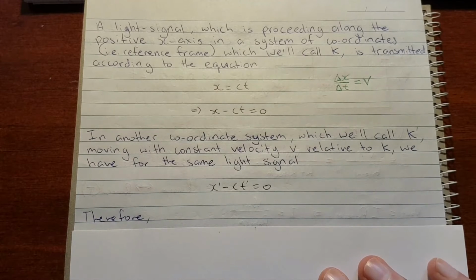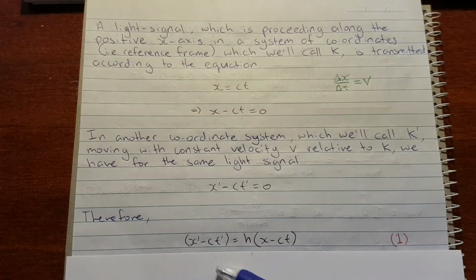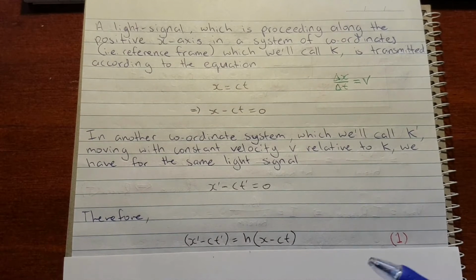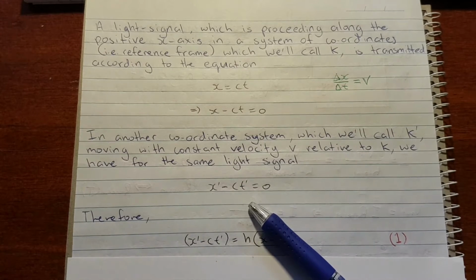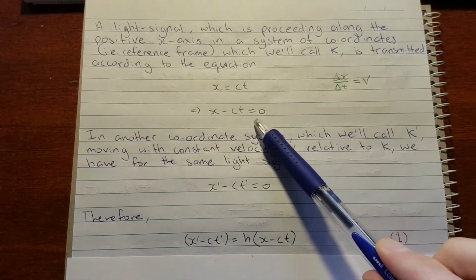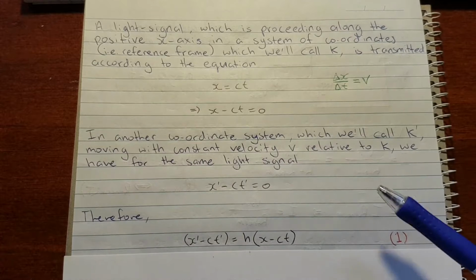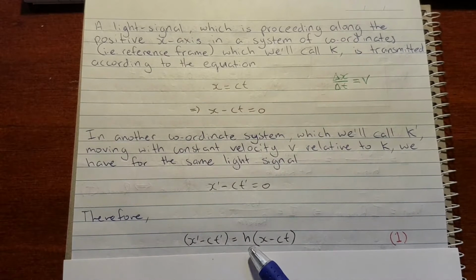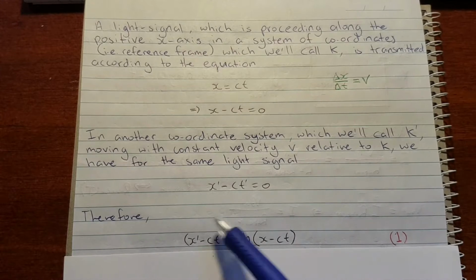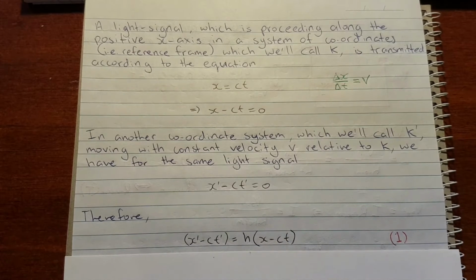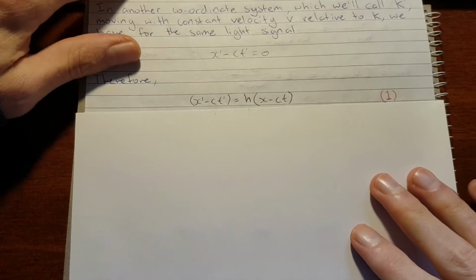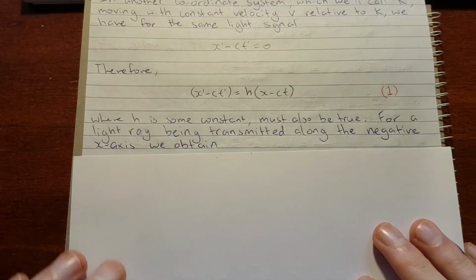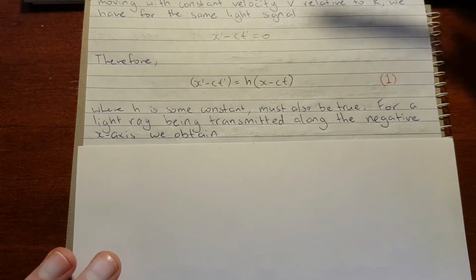Therefore, we can say this, and that's because this equation here is equal to 0, and so is this. So these two must be equivalent. And what we can do is also put in this h, which is just a constant. It won't actually change this, since multiplying 0 by a constant doesn't change it. So we're allowed to just chuck a constant in here too. Okay, so let me shift the page up. Like I said, where h is some constant, this must also be true.